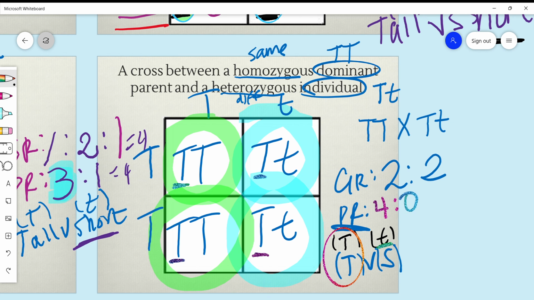0. Does it equal 4? Yes. Does it equal 4? Yes. That is how you perform a monohybrid Punnett square. Well, now we're going to move on to dihybrid Punnett squares.